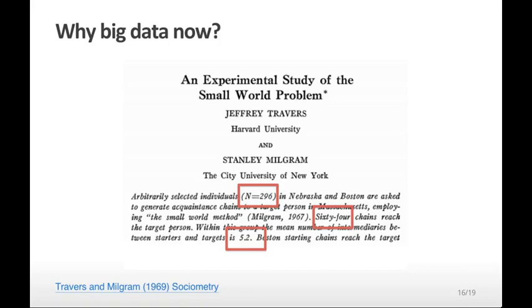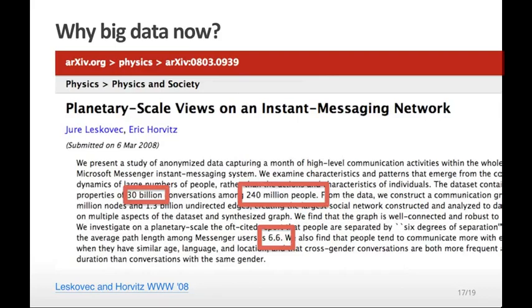So why are we talking about big data now? Well, this is a study that was done in 2008, where they studied instant messaging data. They studied 30 billion conversations on 240 million people and came up with a new number of 6.6 degrees of separation between individuals, which they rounded up to 7 degrees of separation. Big data is such a hot topic because it's now so easy to collect so much data for so little money. And it's not clear that our computers have kept up with the pace of data collection.